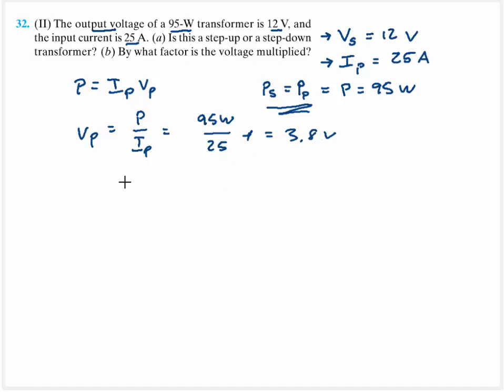So that tells me that this is going to be a step up transformer, because I'm taking my 3.8 volts and I'm stepping that up to 12 volts. Now I'm looking for the factor it changes the voltage by. Very simple. Voltage in the secondary relative to the primary is going to be equal to 12 volts divided by 3.8 volts. So it's going to step it up by a factor of 3.2.